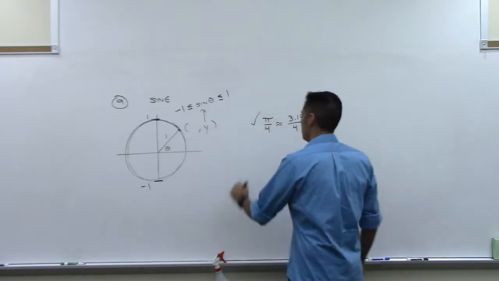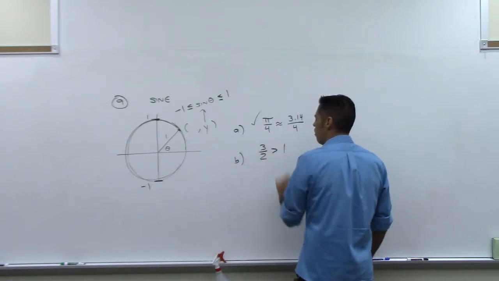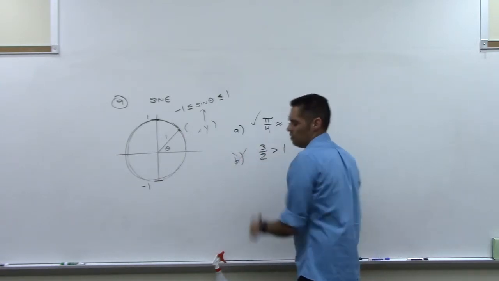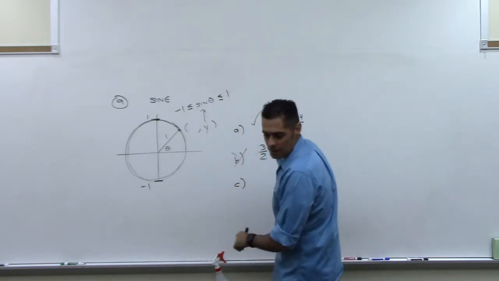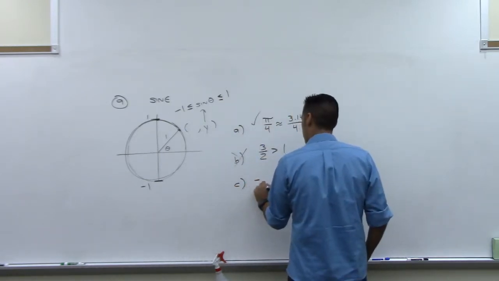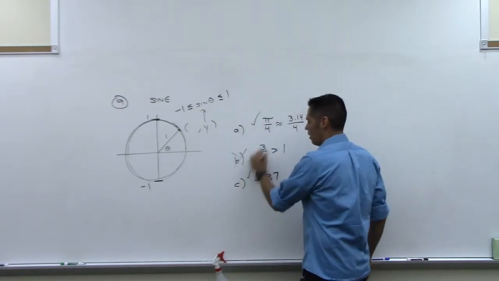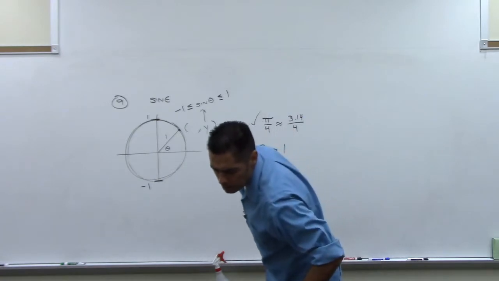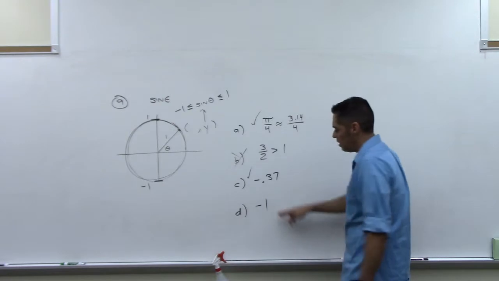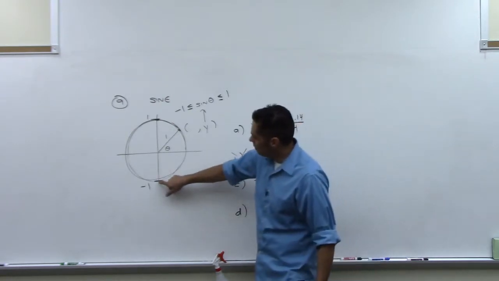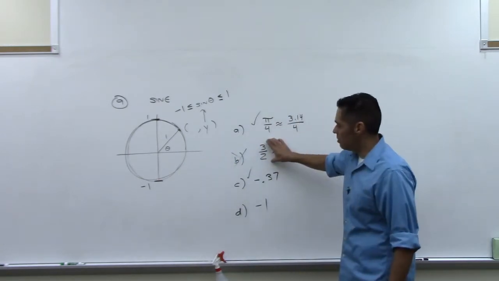Now part B says 3 over 2, but that is bigger than 1, so that's not possible. Part C is -0.37, and that's definitely between -1 and 1, so that one could work. And part D says -1, and yes, it is possible to get -1 out of the sine function if you're all the way down here at the bottom. So the only one that can't be in the range is this one.